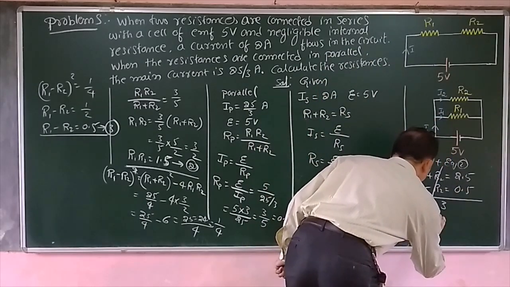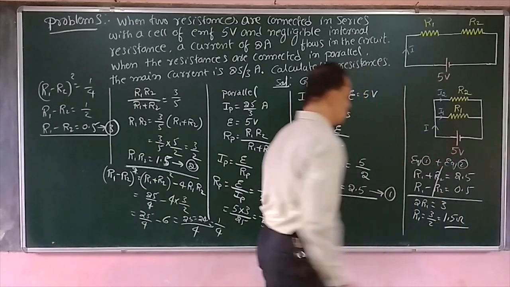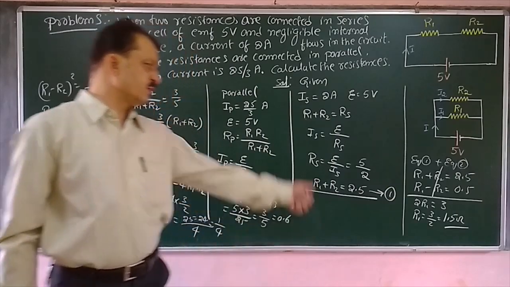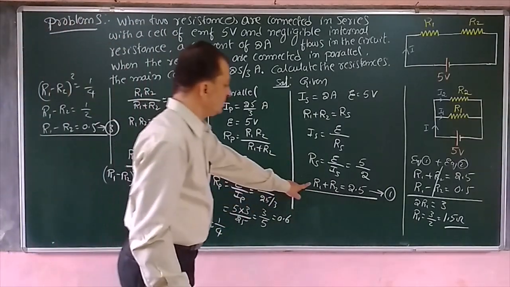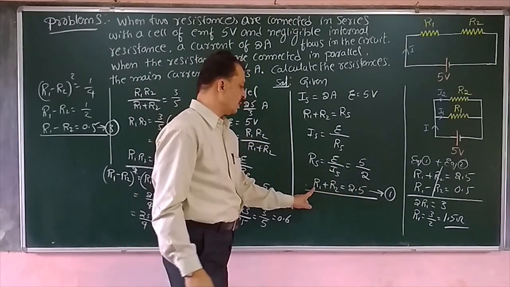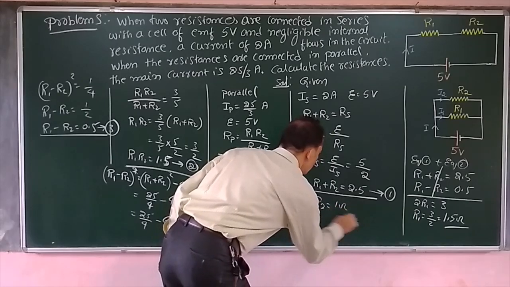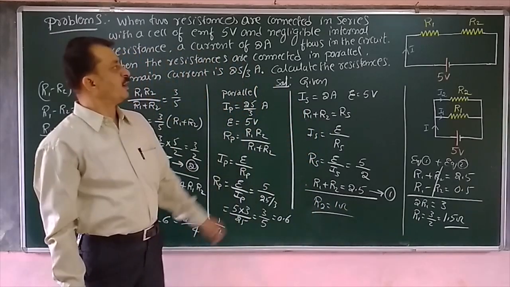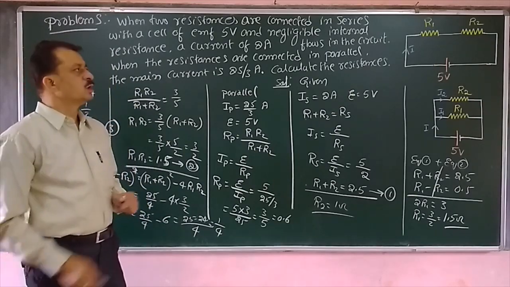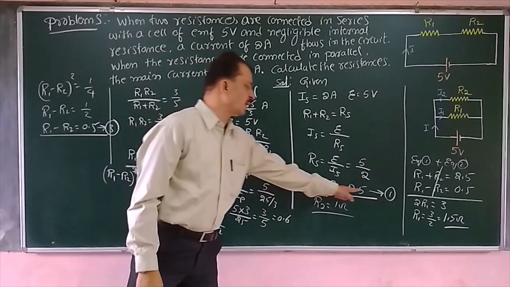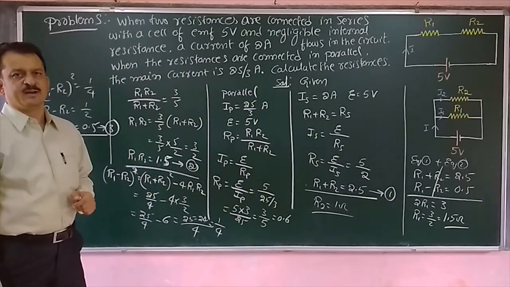Therefore, R1 is equal to 3 by 2, that is 1.5 ohms. So R1 we are getting 1.5 ohms. From equation 1, if you substitute R1 is equal to 1.5, we get R2 is equal to 1. Therefore, the values of the two resistors are 1.5 ohm and 1 ohm. If you add them, you get 2.5. If you multiply, you get 1.5. Okay.